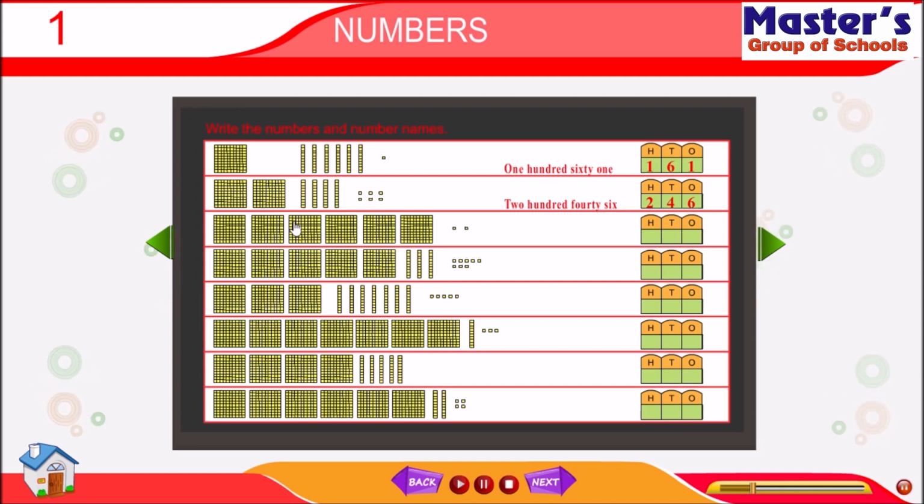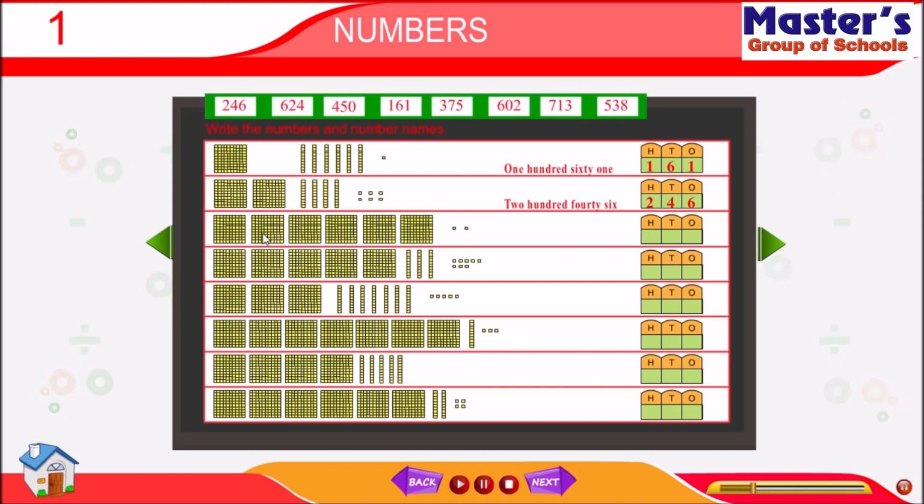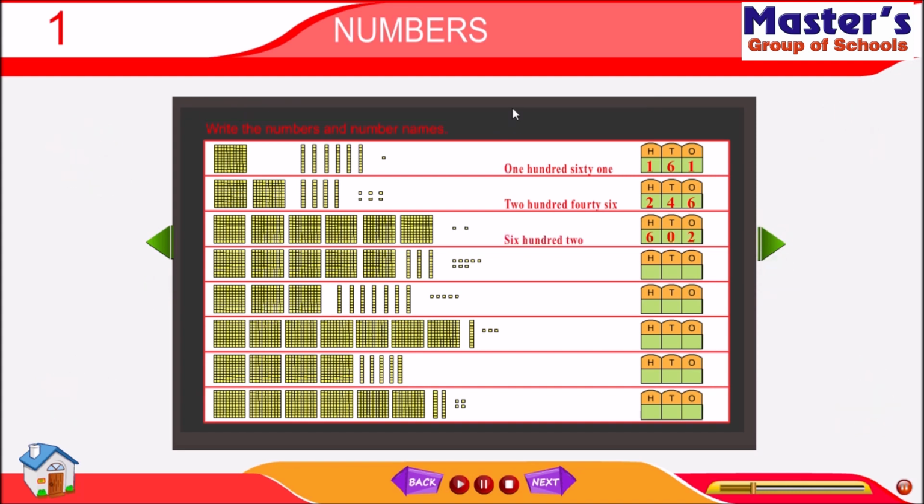So go to the next problem. There are given 6 sheets. Each sheet represents 100. 6 sheets represent 600. So write 6 in hundreds place. And there are no strips given. That means there are no tens. So write 0 in tens place. And here 2 pieces are given. Each piece represents 1 ones. So 2 pieces represents 2 ones. So write 2 in ones place. So 6 in hundreds place and 0 in tens place and 2 in ones place. So the number becomes 602.